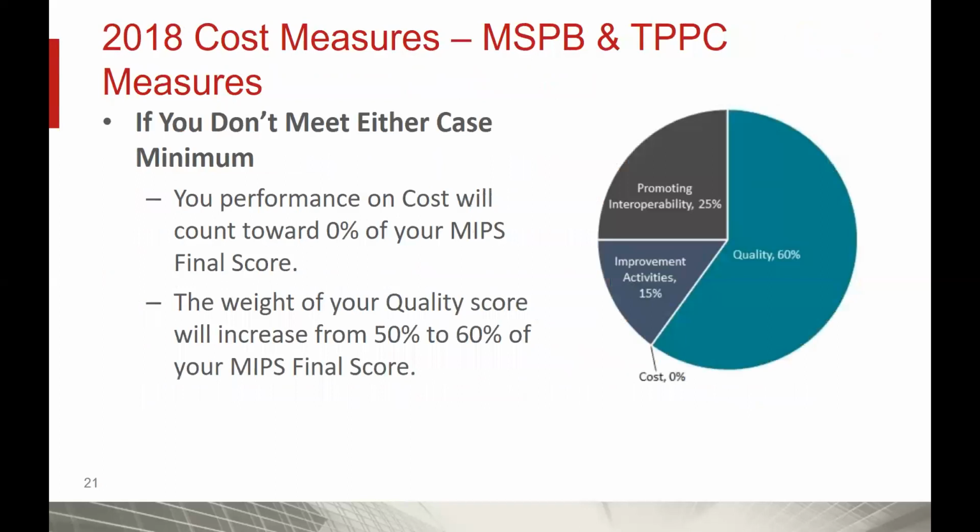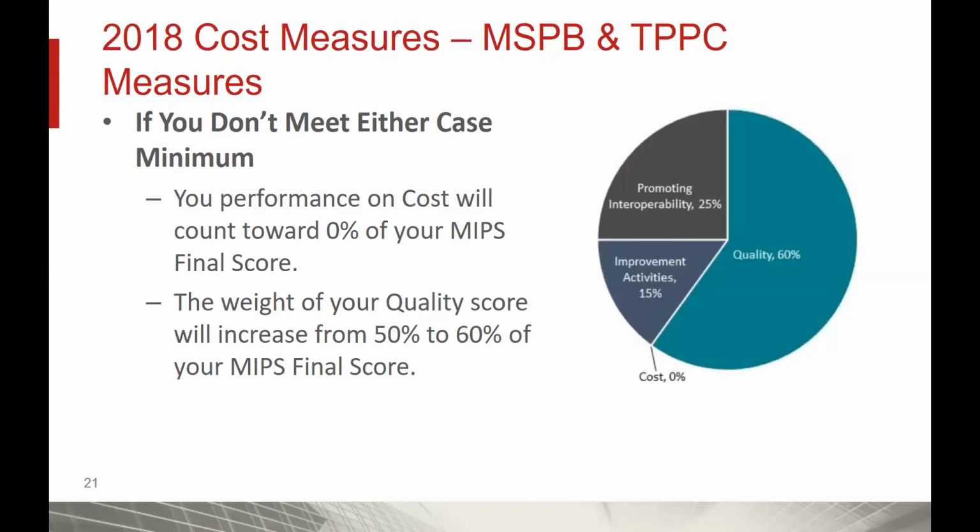So the cost category is comprised of both of these cost measures, and you are assessed individually on the cost measures, and then your score is averaged. So if you don't meet either case minimum under MSPB or TPCC, your performance on cost will count towards 0% of your MIPS final score, so you won't earn any points in this category.